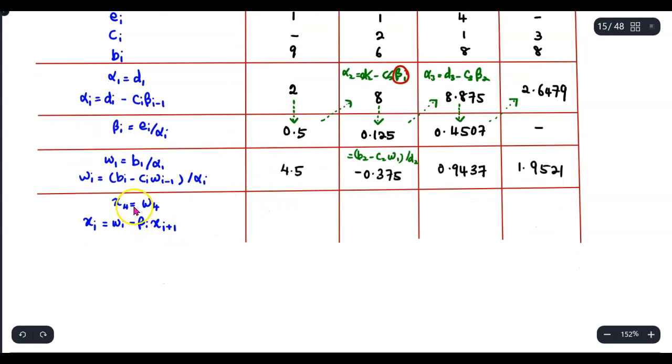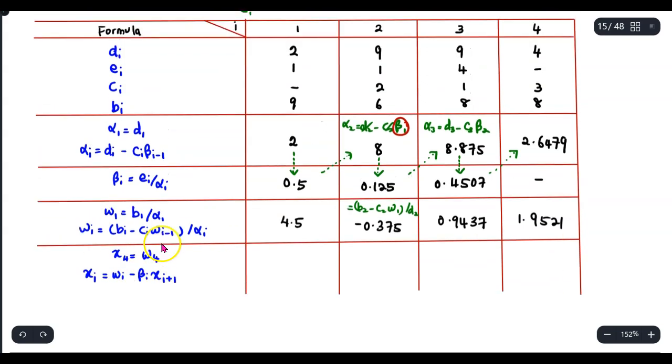Next, we have the last row, our x value. This is our intention in the first place. In your general formula, you have xn here. xn equals wn, where n is the dimension of your matrix. So for this problem, we have a 4 by 4 system, so it means our n is 4. So I put here x4 equals w4. And this is specific for x4 only. Other than that, we should follow this formula.